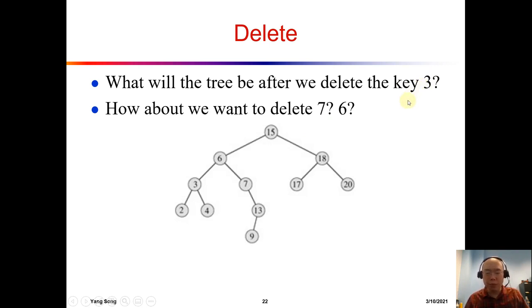So for the 3, when we are deleting that, which case is that? It is case 3, because 3 has both children. And then if 3 has both children, what's the rule? We find the successor. We want to swap the 3 with the successor, right?